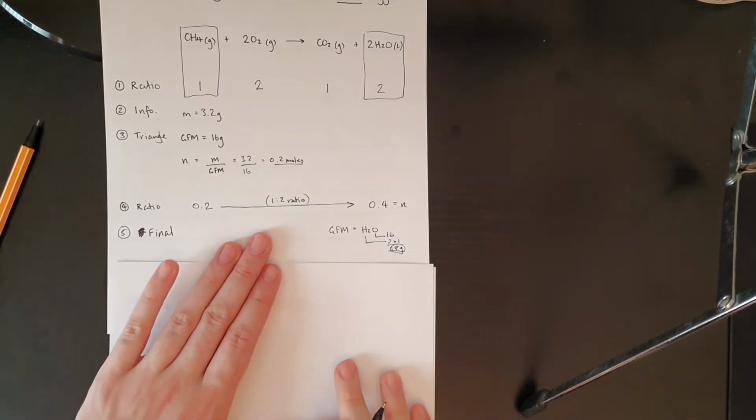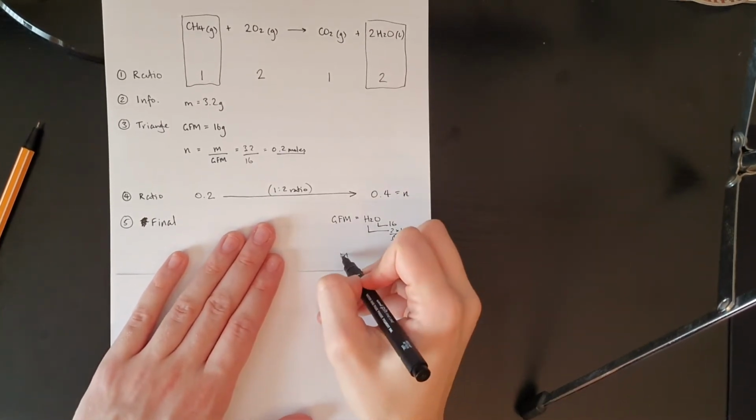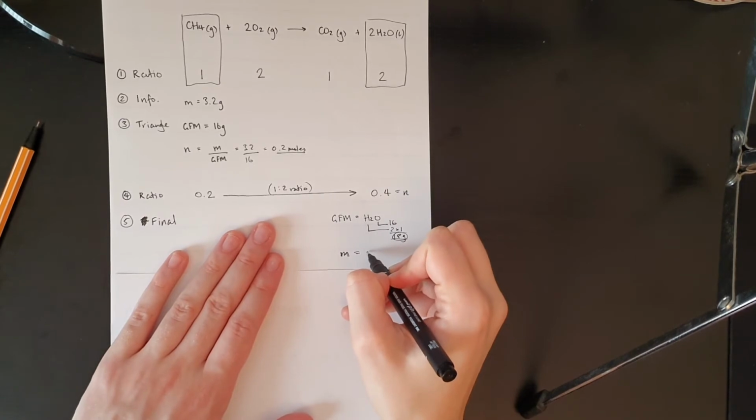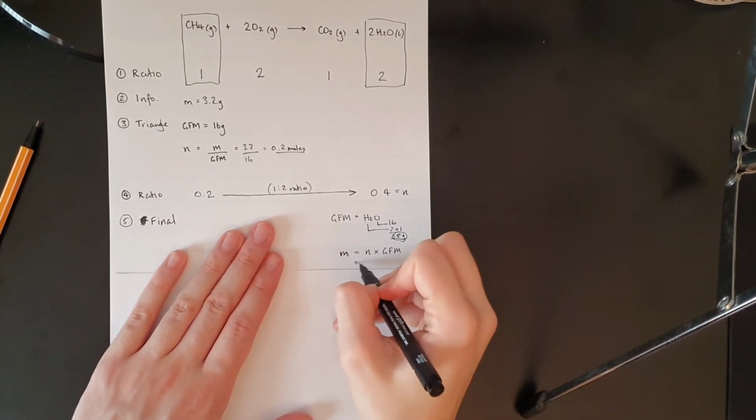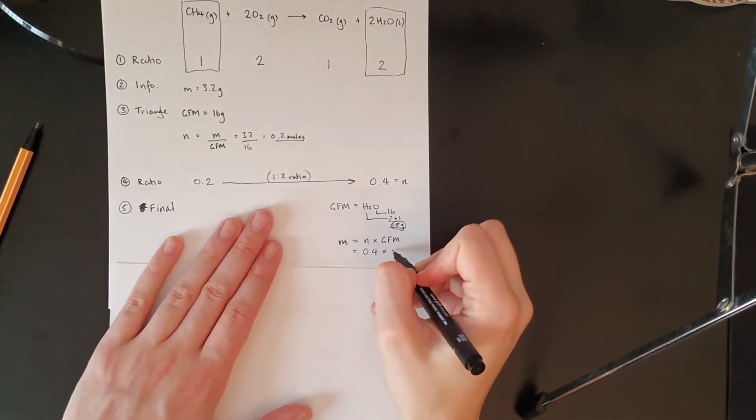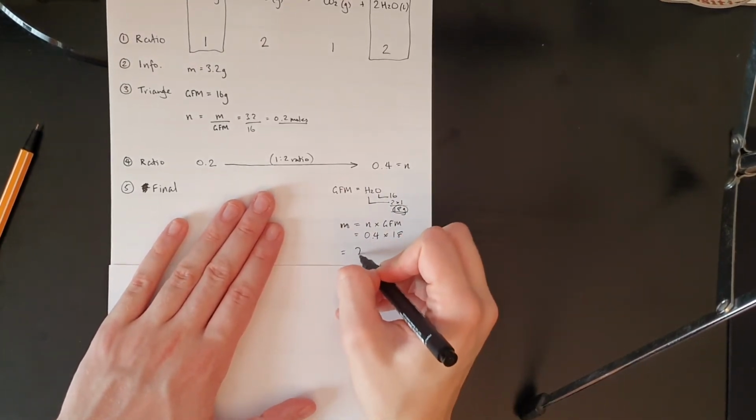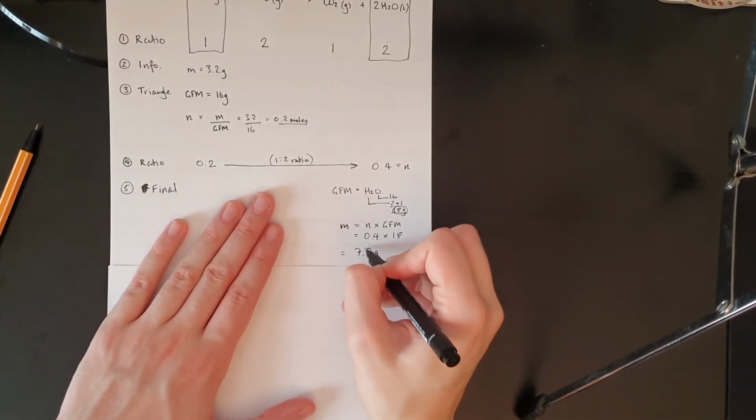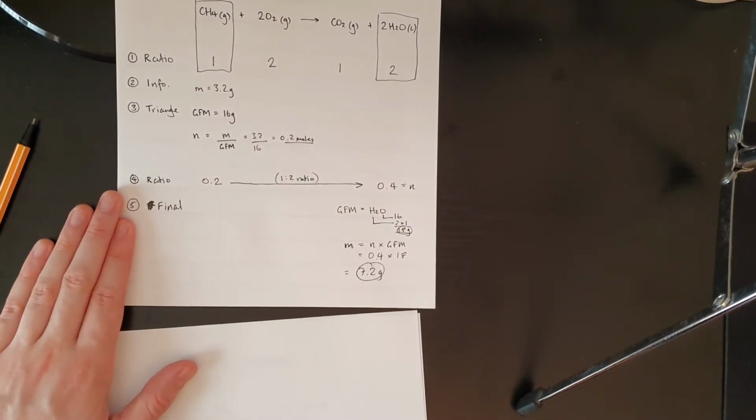And if we use our triangle properly, we will find that we have the mass is equal to the number of moles multiplied by the GFM. So that is going to give us our found value of 0.4 times 18, which in this case is 7.2 grams. And that is our final answer, 7.2.